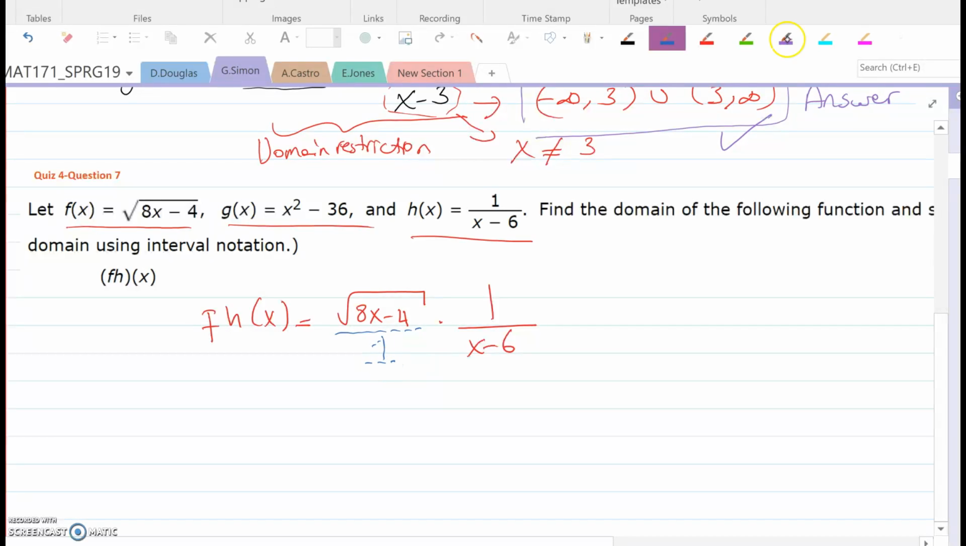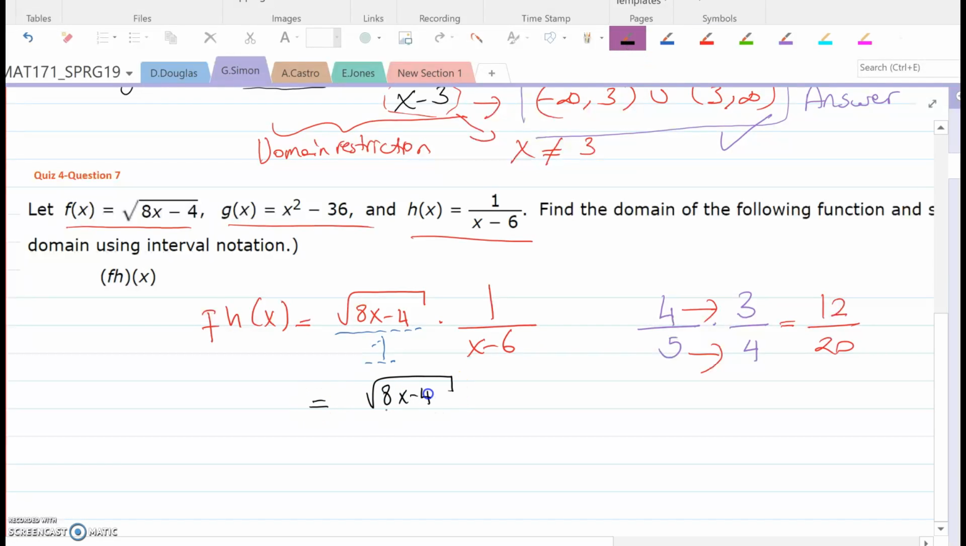So let's say that we're multiplying fractions. How do we multiply them? Multiply across. So 12 over 20. Agree? That's the result of a multiplication, multiply across. So we need to multiply across here also. So then we're going to end up with 8x minus 4 all over x minus 6, because we're going to multiply the square root of 8x minus 4 with 1, then 1 with x minus 6. So this will be our resultant function.